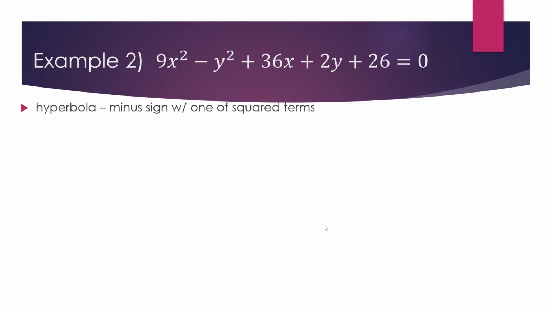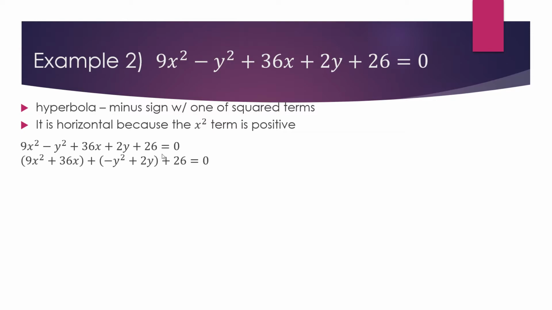You should recognize that this is a hyperbola because we have a minus sign in front of one of our square terms. We also know it's horizontal because our x squared term is the positive term in this case. Now we'll get it into standard form. If we group our x terms in one set of parentheses, group our y terms in the other set of parentheses, make sure you keep that minus sign with the y squared.